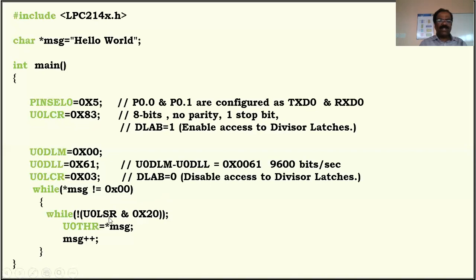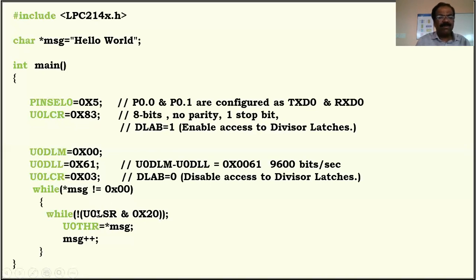Once again, it will check this. Get the value from LSR. Mask, multiply bitwise with 20. Assume once again you are getting 0. I told you already, if THR is not empty, you will get 0 output. The whole thing is replaced with 0. 0 means false, not false, true. True means enter into this while loop here. There is no instruction here, do nothing, it will come back.